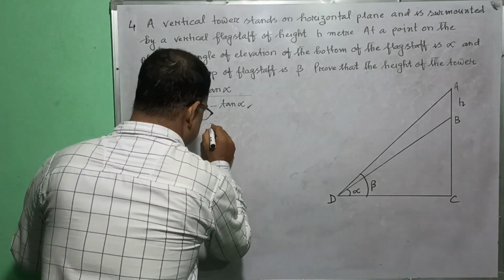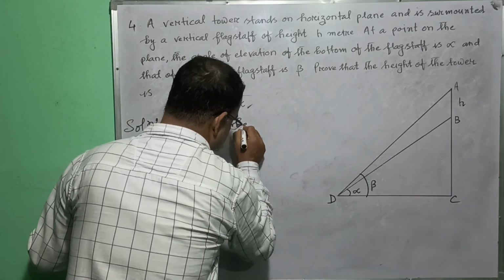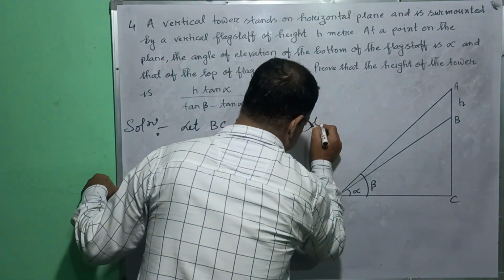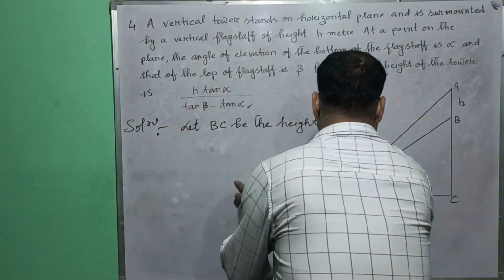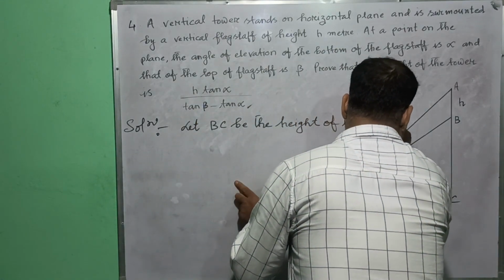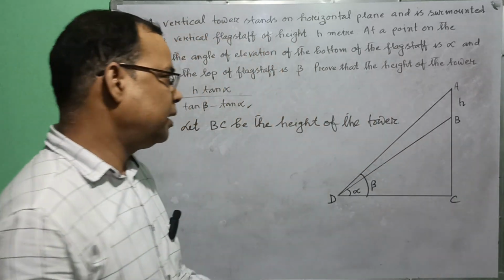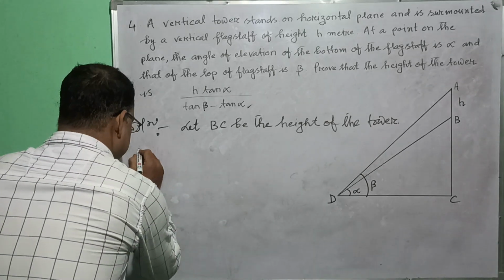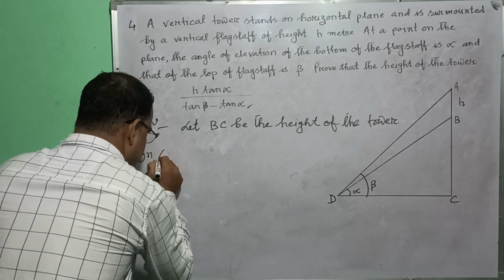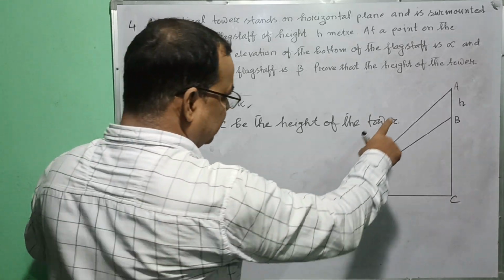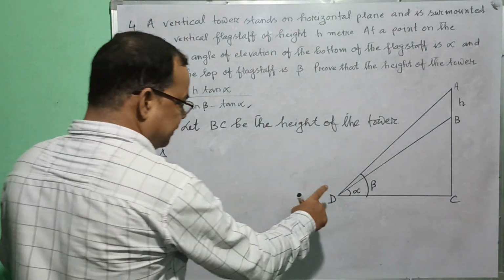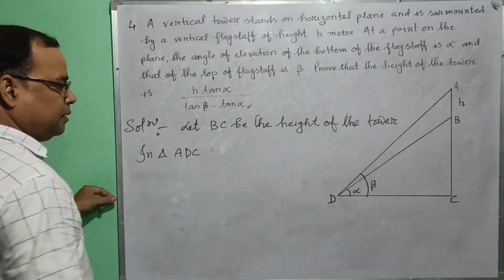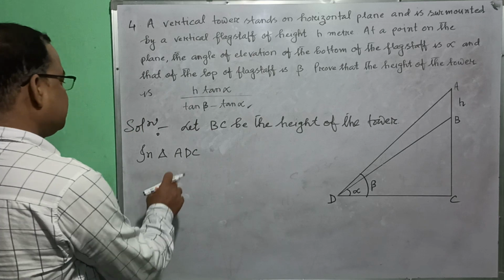Let BC be the height of the tower, and there is no need to write anything more because everything is represented in the figure. Now in triangle, we can take first ADC. So in triangle ADC, you can take another triangle also, no problem. So I have taken triangle ADC.